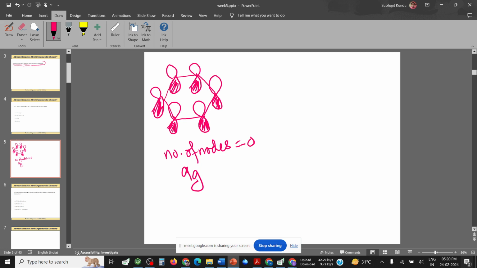Going to the next one, that will have one node. So here it is drawn like this. Here we will have one node.